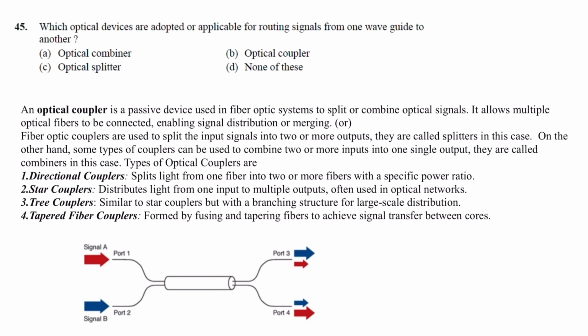Next question, which optical devices are applicable for routing signals from one waveguide to another waveguide? So let us see what is optical coupler, optical combiner and optical splitter. An optical coupler is a passive device used in fiber optic systems to split or combine optical signals. It allows multiple optical fibers to be connected, enabling signal distribution or merging. So the given diagram is an optical coupler. Different types of optical couplers are directional couplers, star couplers, tree couplers, tapered fiber couplers.